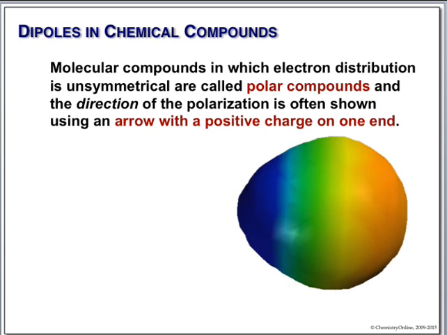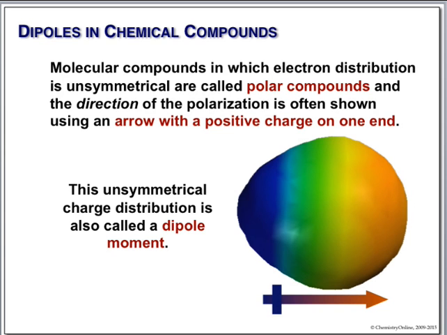We refer to this as a dipole. Again, it's just an arrow with a cross at one end. This is the positive end, that's the negative end. You don't have to draw it colored, but it's just cute if you do it that way.